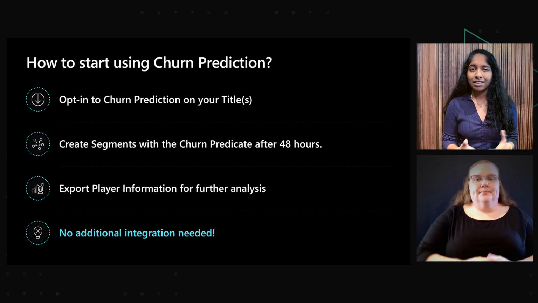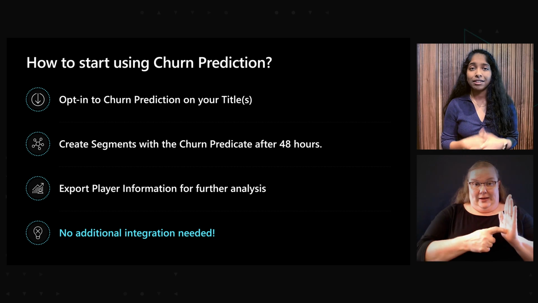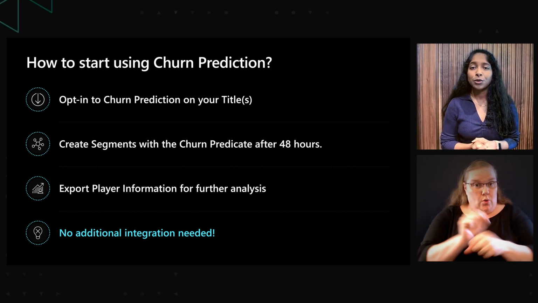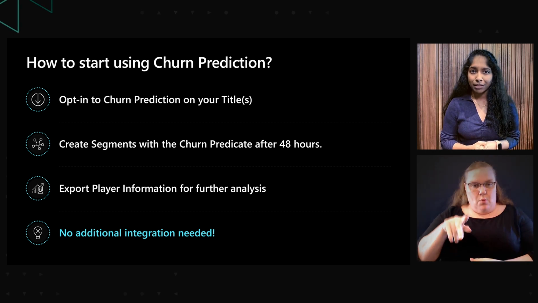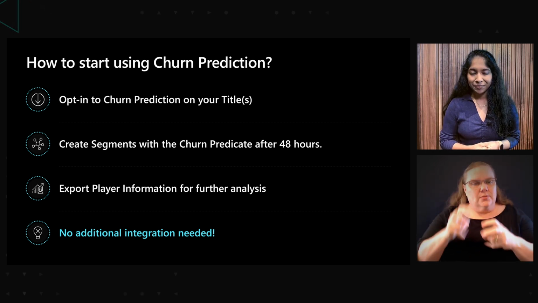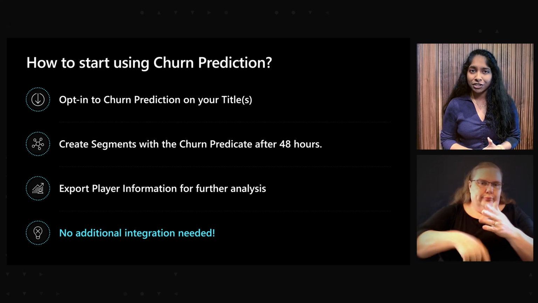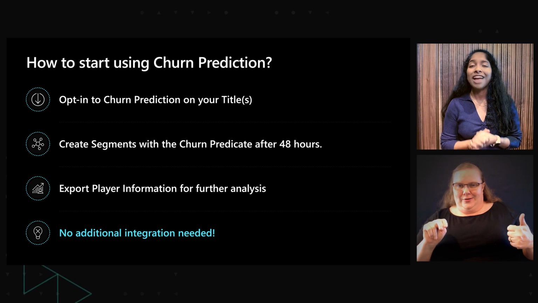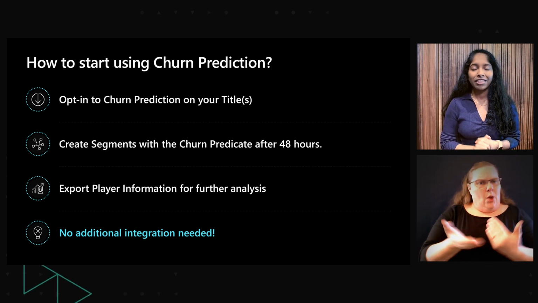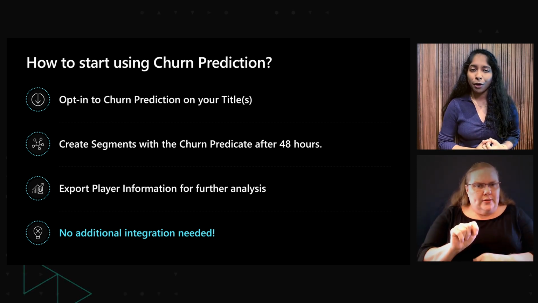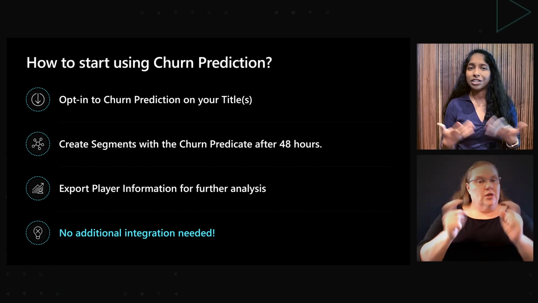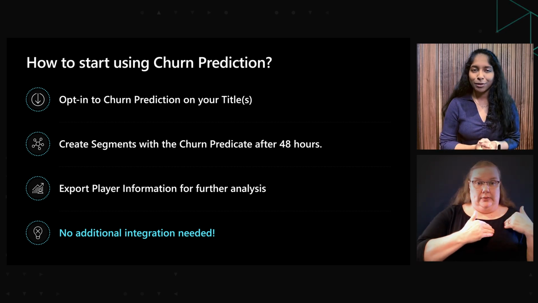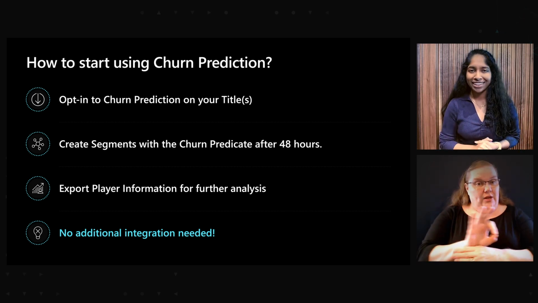Once you've identified the segments that you want to create and the group of players that you want to work with, you can use the export APIs to export all of the player information from the segments for further analysis. The biggest benefit of using this feature, apart from the churn scores and the ML modeling, of course, is just how easy it is to use it. There are no API changes, no new code, and absolutely no additional integration required from your end. Just enable the feature, give us a little bit of time to cook it, and start using it.